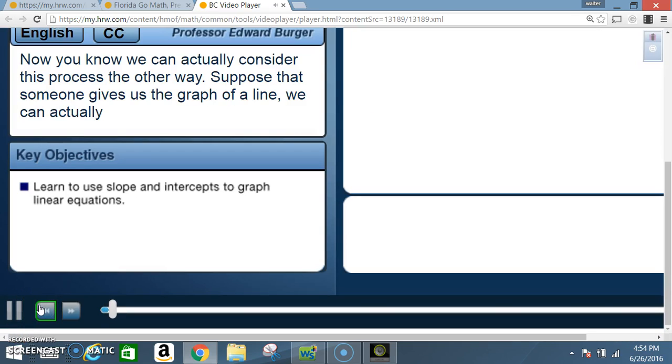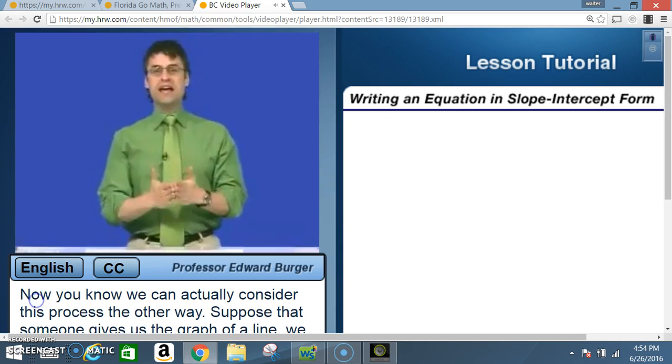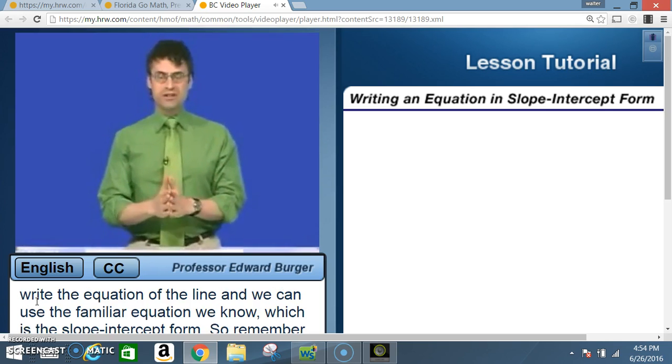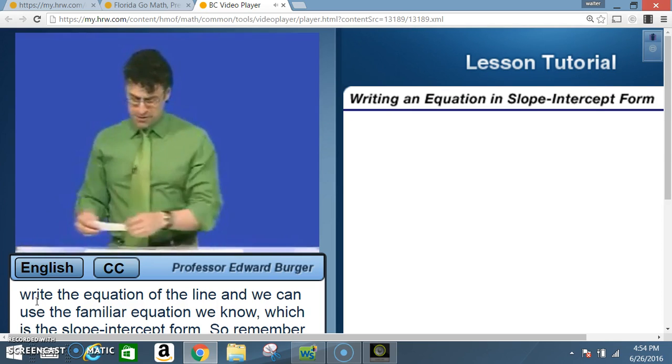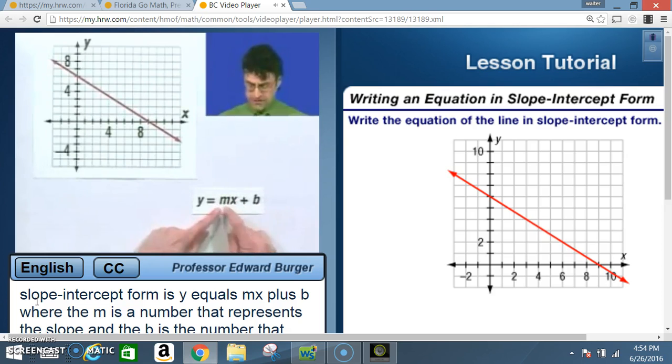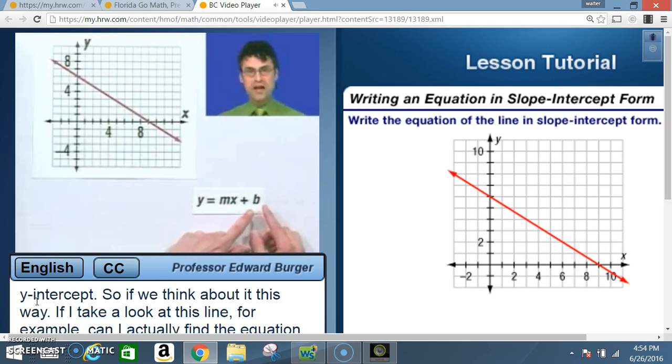Now, we can actually consider this process the other way. Suppose that someone gives us the graph of a line. We can write the equation of the line, and we can use the familiar slope-intercept form. Remember, the slope-intercept form is y equals mx plus b, where the m is a number that represents the slope, and the b is the number that represents the y-intercept.